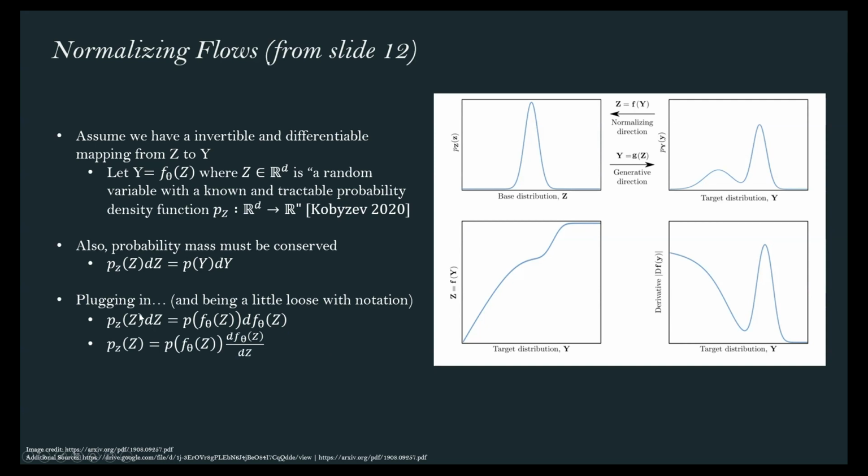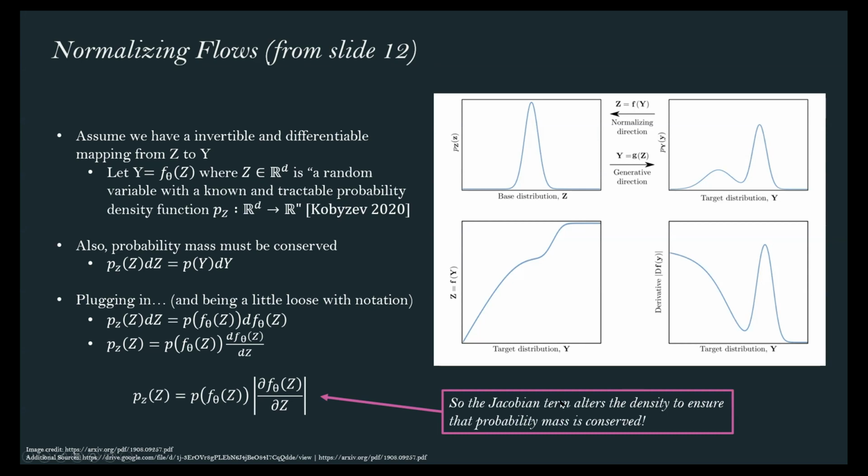Now, all we're going to do is take that dZ over to the other side. So now we have pz of z equals p of the mapping to y times this little d f theta z over dz. And then I just kind of wave my hands a little bit to finish it up here. But yeah, so there's that term. In the way I was thinking about it, this is falling out of this conservation of probability mass. So the Jacobian term is just altering your density to ensure that probability mass is conserved.